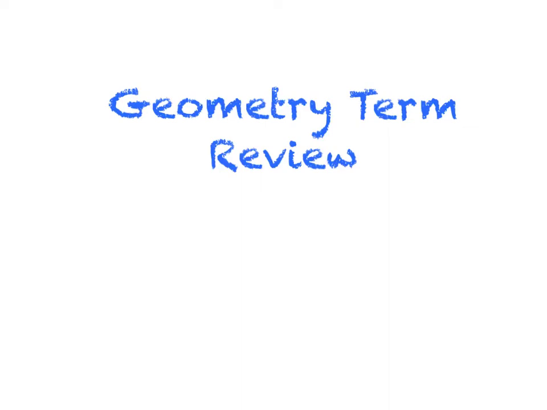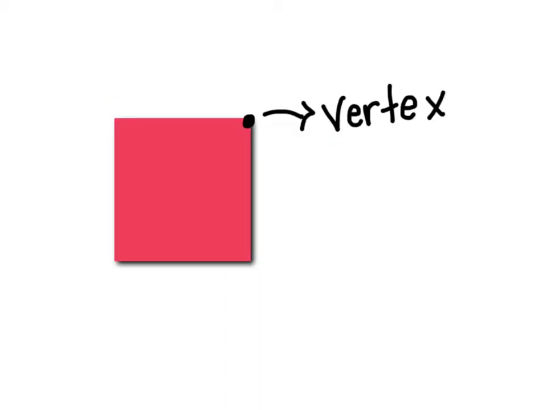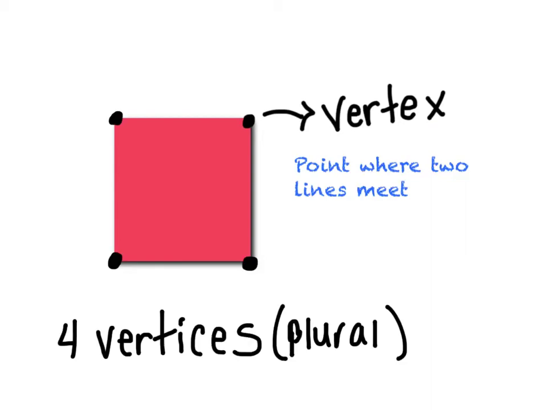In this video, we're going to review some of the terms that you use in geometry. The first term is the vertex. The vertex is a point where two lines meet. Many shapes have many points where lines meet, and so when you're talking about more than one vertex, it's called the vertices. So this square has 4 vertices, so 4 places where two lines meet.